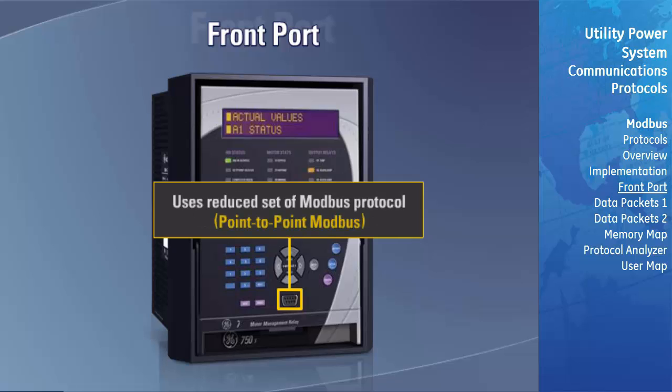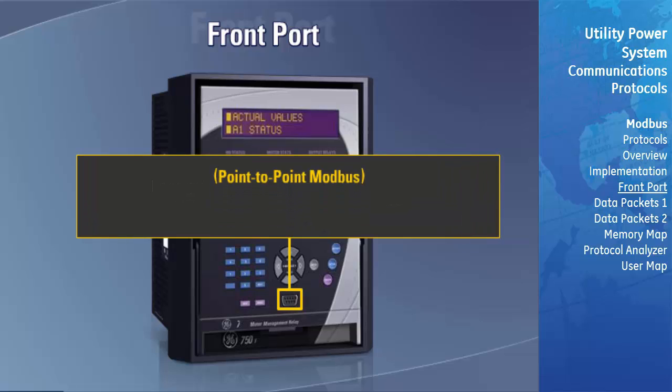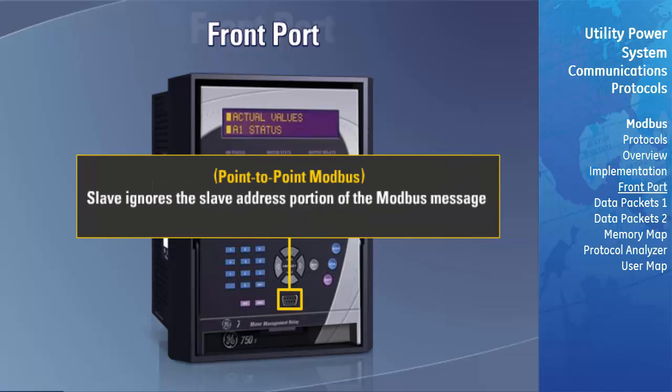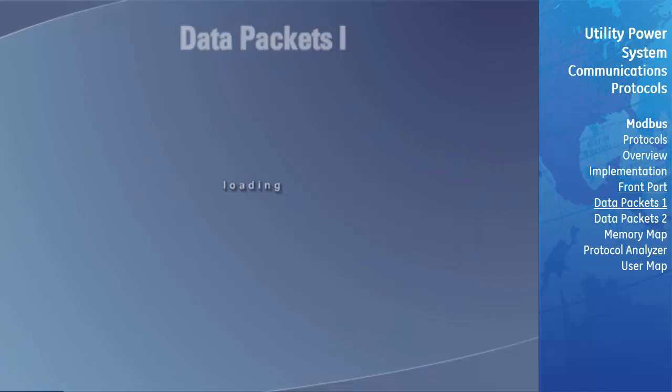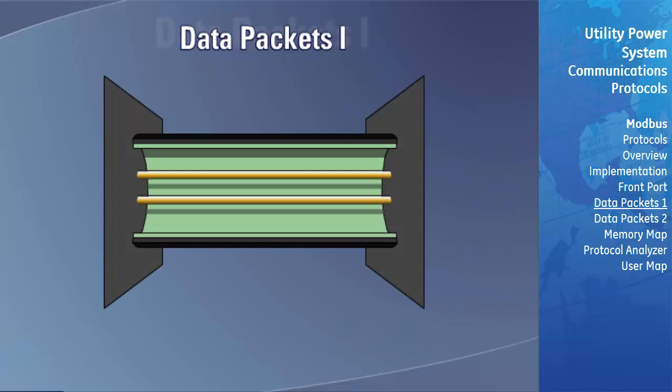The front RS-232 port uses a reduced set of the Modbus protocol known as point-to-point Modbus. When using point-to-point Modbus, the slave ignores the slave address portion of the Modbus message originating from the master, assuming that it is the only device networked to the master. Upon receiving a valid Modbus command, regardless of the slave address, the slave will respond to the command, making it impossible to share a network with other Modbus slaves.